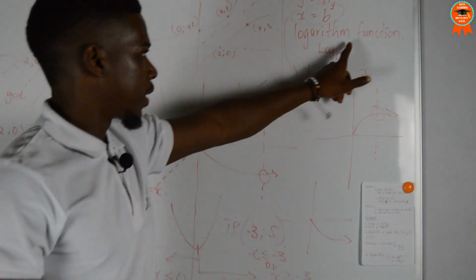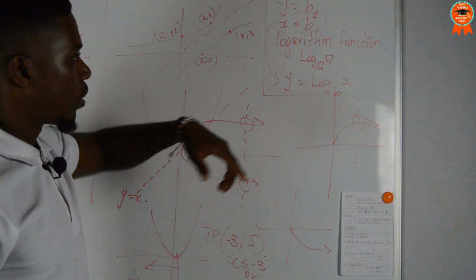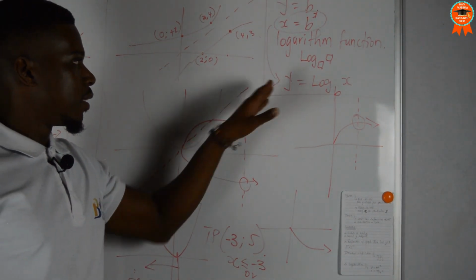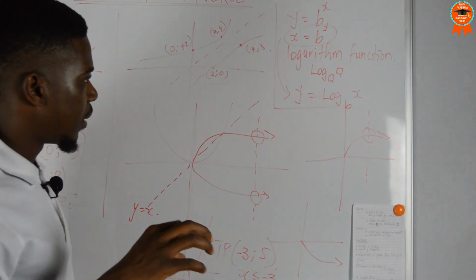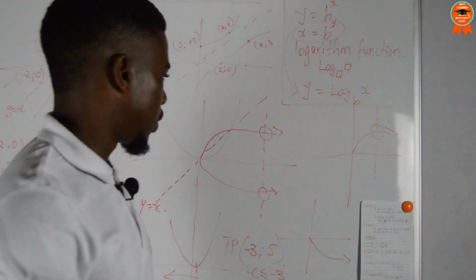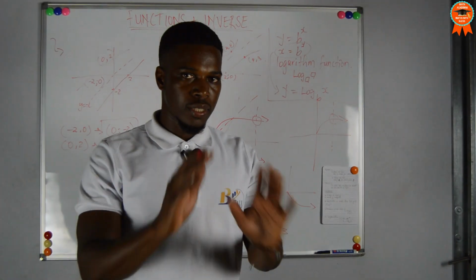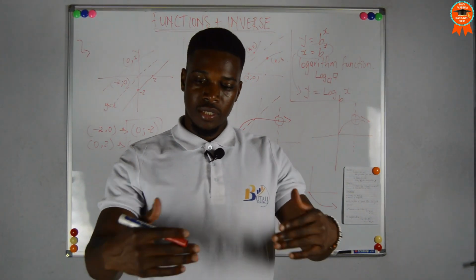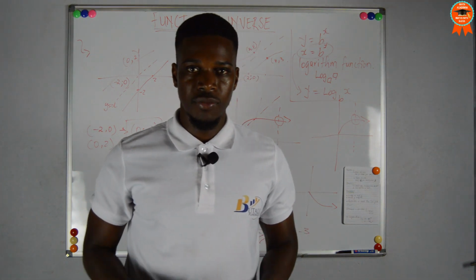y is the exponent, b is the base, and x is the value which was behind the equation, and that is your logarithm function. So when we swap the values of x and y on an exponential function, we use logarithms to find the inverse function. And that is all about inverse functions. So for inverse, just remember, swap x and y. Swap x and y, make y the subject of the formula, and then you have your inverse function.